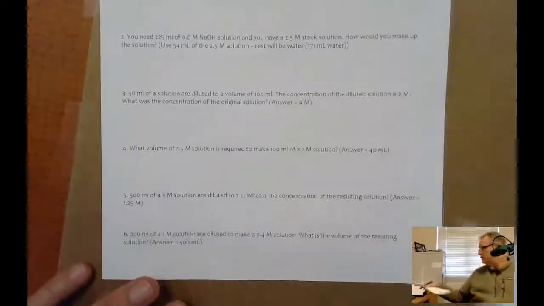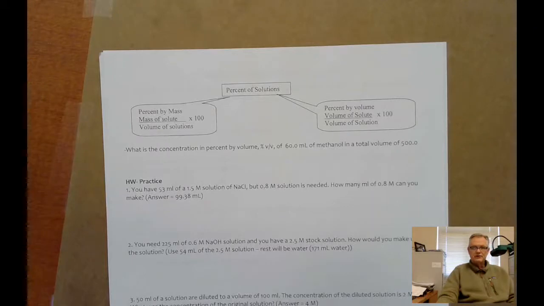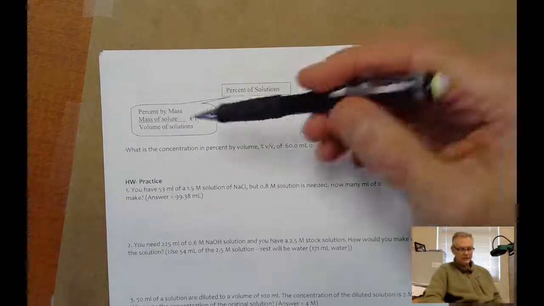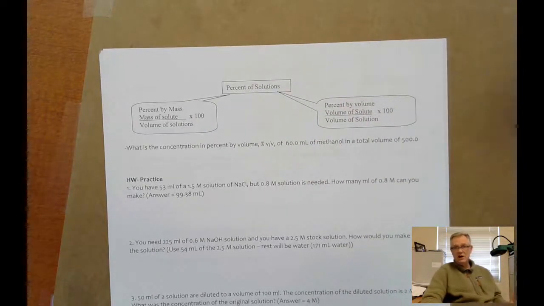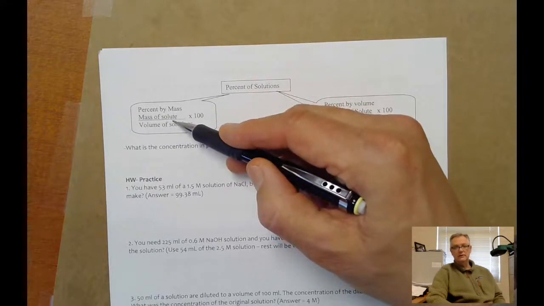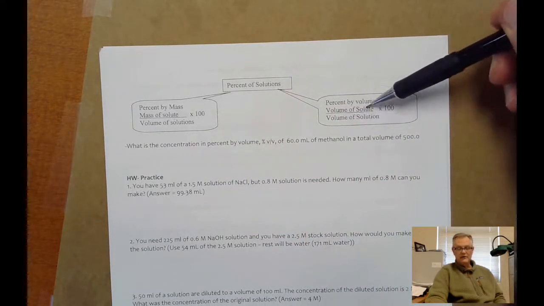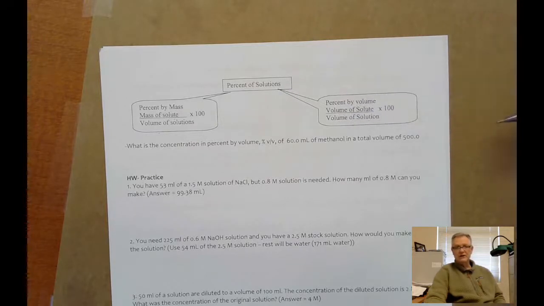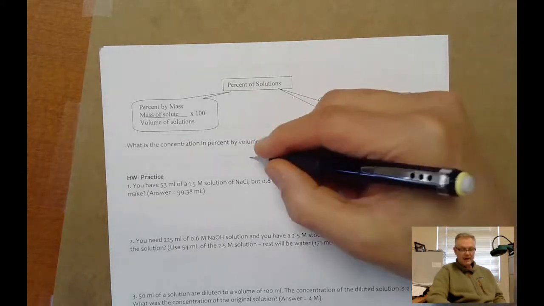Then I would like to show you another type of problem that goes right along with this. This is a percent solution. We can do percent solutions two ways. We can either do a percent by mass of the solution, or a percent by volume of the solution. For both of them, percentages are nothing more than part divided by the whole times 100. The difference is if we're using percent by mass, we use the mass of the solute over the volume of the solution times 100. If it's percent by volume, we use the volume of the solute over the volume of the solution times 100.